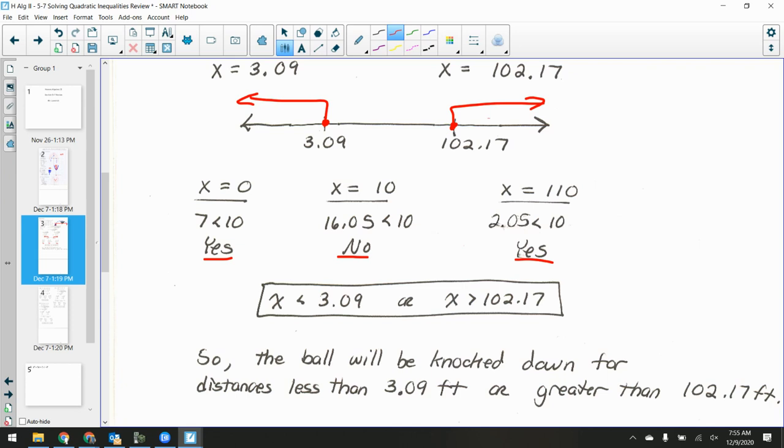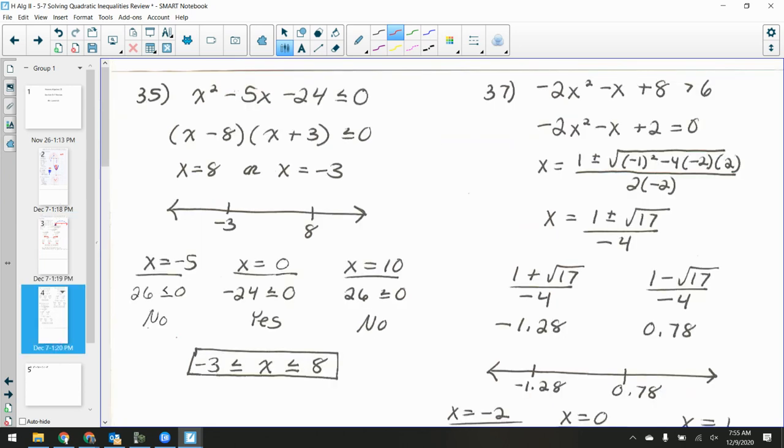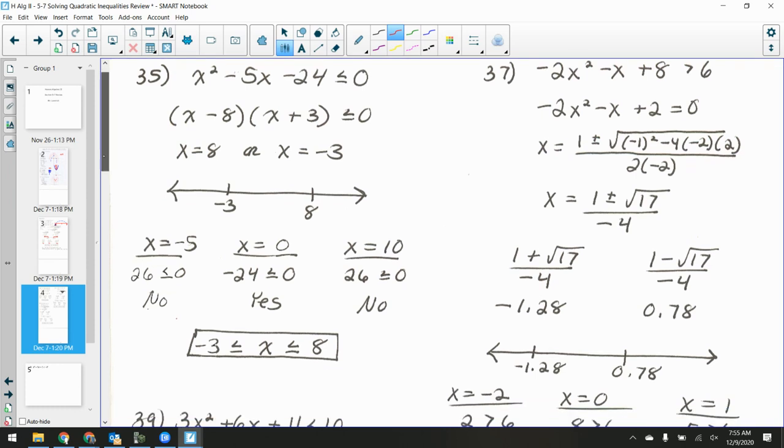Because if one point is a solution in that area, all points are solutions in that area. If one point somewhere between 3.09 and 102.17 is a solution, all points between there are solutions, but there aren't any, so none of them are. Okay, so let's take a look at that again. Here's 35 and 37.